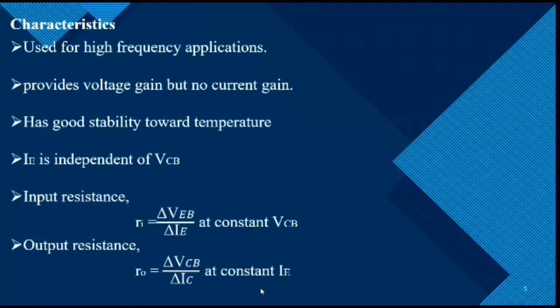The input resistance Ri is the ratio of the change in emitter base voltage to the change in emitter current IE at constant collector base voltage.